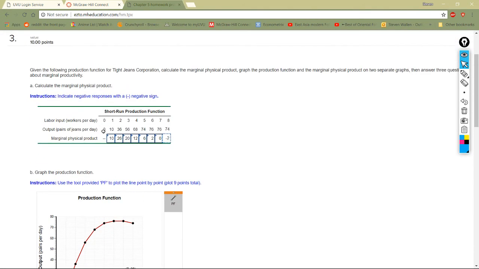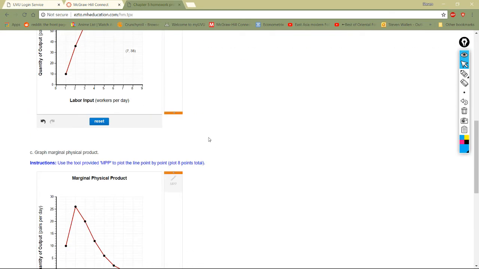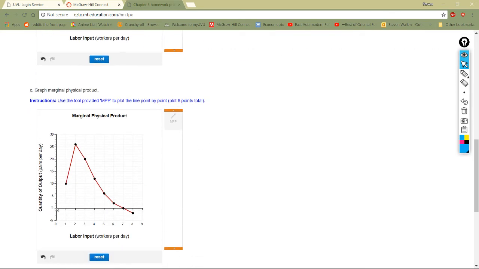They might have wanted us to plot 0 and 0. We'll find out when we check it. It's a possibility they could, because I'm looking at this, they could have wanted us to plot 0 and 0 out here. We'll see though.